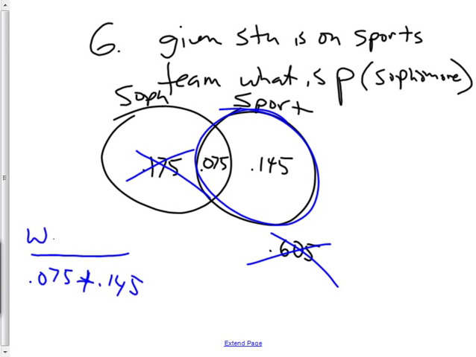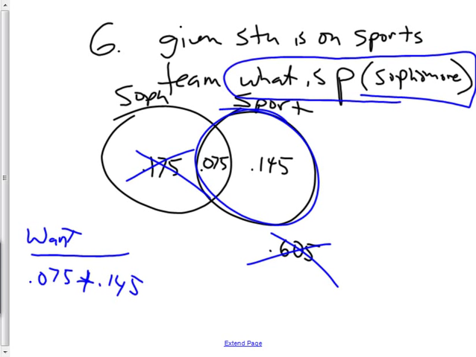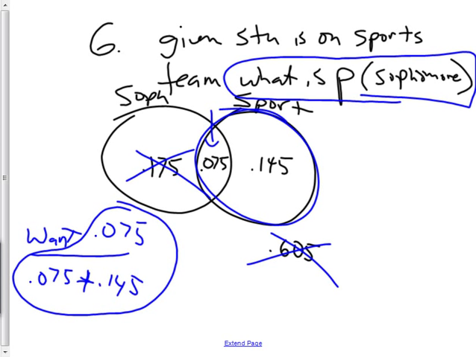And what I want goes on top. And what do I want? A sophomore. What is the probability of a sophomore? So a sophomore is what I want, and that's only this part. So that's the 0.075. So if you took that divided by those two added together, you'd have it. Okay?